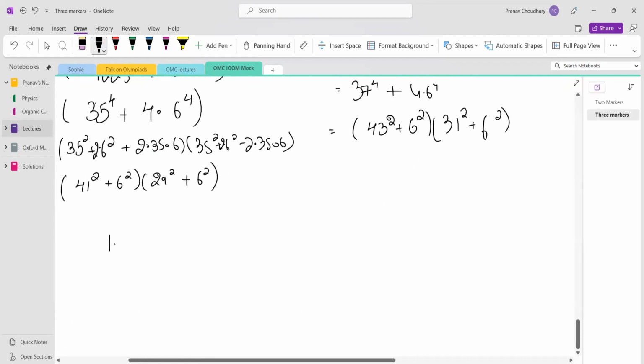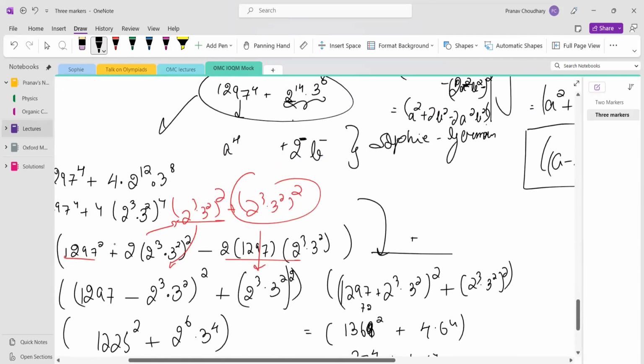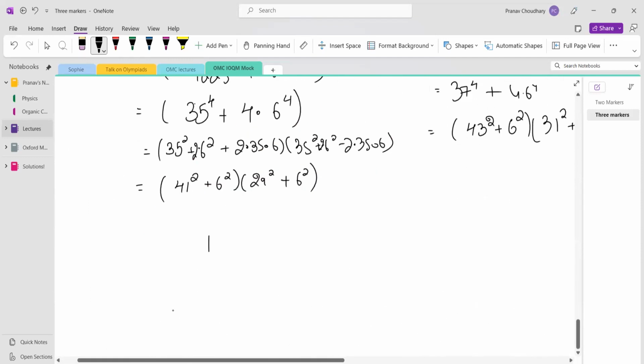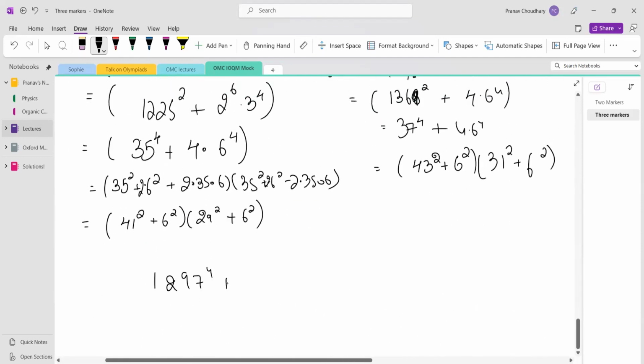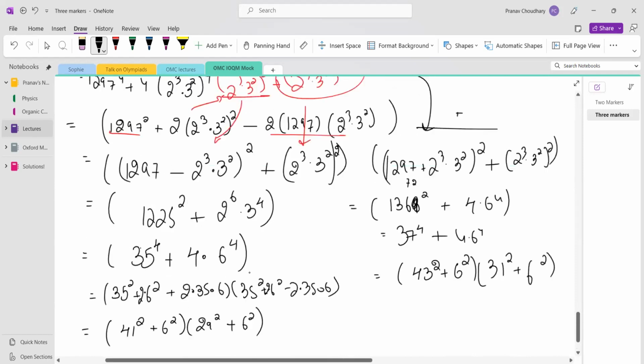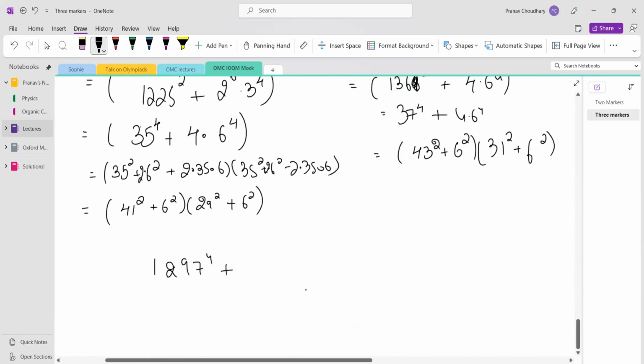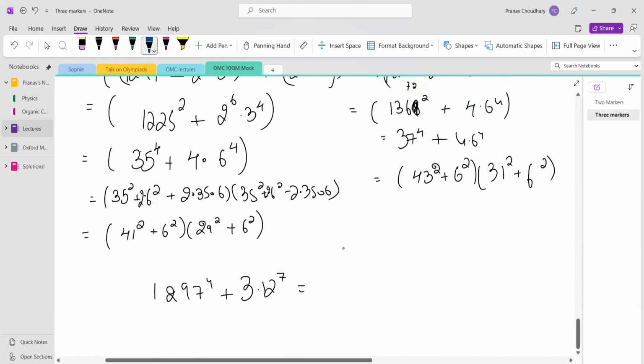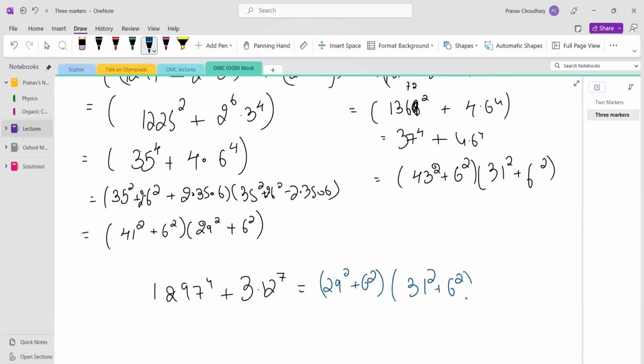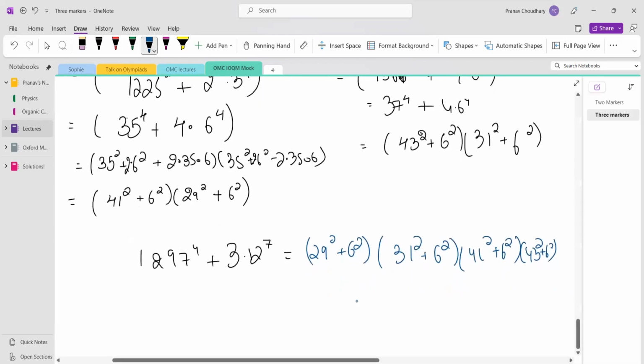So the whole thing basically, which was, I just forgot the question, 1297 to the power 4 plus 3 times 12 to the power 7 is 29 square plus 6 square times 31 square plus 6 square times 41 square plus 6 square times 43 square plus 6 square. Now the point of this is all of these are small numbers.